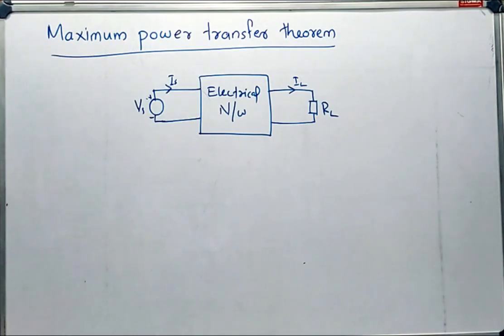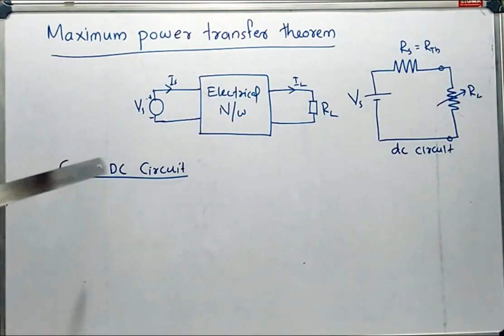There exists some difference between drawing current and delivering current. The load side always affects the amount of power transfer from source to load. The maximum power transfer theorem tells us the condition to transfer maximum power from source to load.